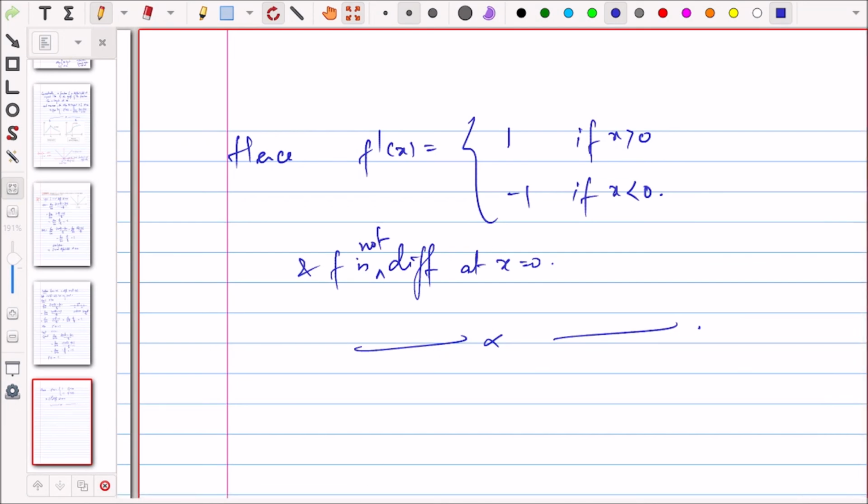The remaining questions we will do tomorrow, a few more questions on differentiability, and then we will go to successive differentiation. So any questions anyone wants to ask?